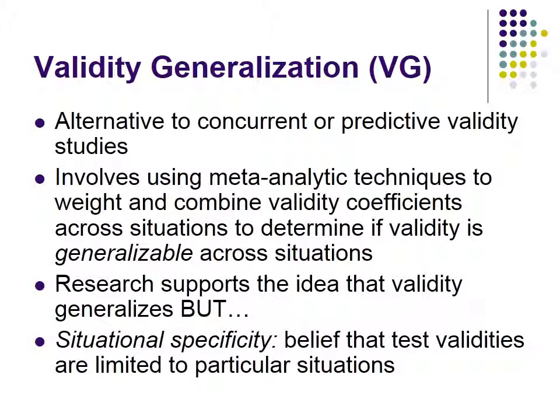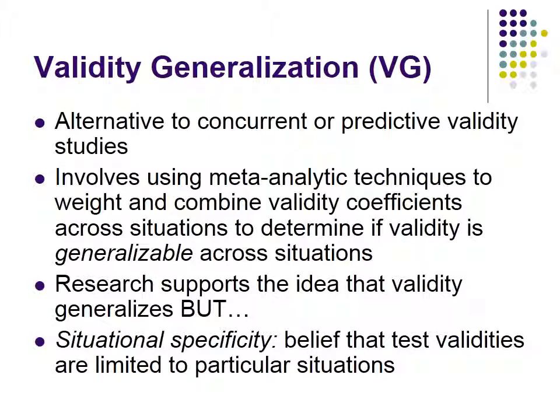So sometimes this is either too costly, there's not enough time to do it, there's not enough participants, it's a smaller organization. So a company can still make an effort to validate their selection through a technique called validity generalization. It's an alternate to concurrent or predictive validity. It involves using meta-analytic techniques to weigh and combine validity coefficients across situations to determine if validity is generalizable across situations. So this is usually not being done by the organization itself.